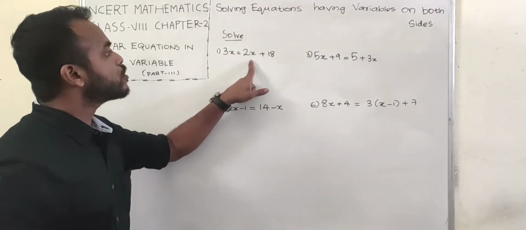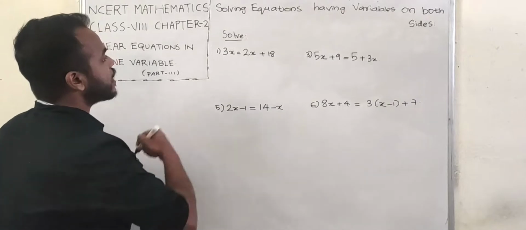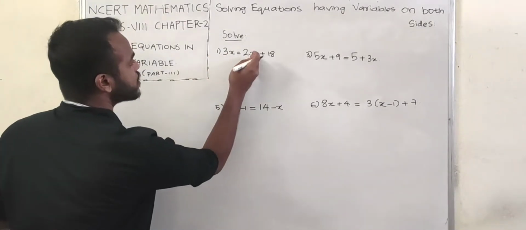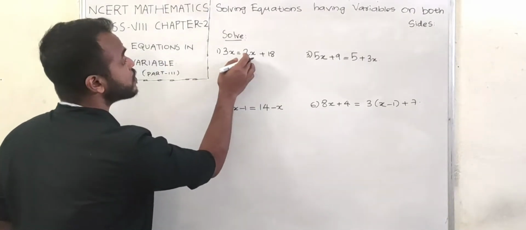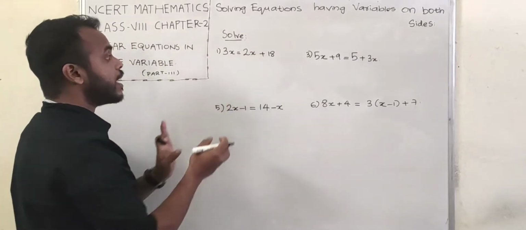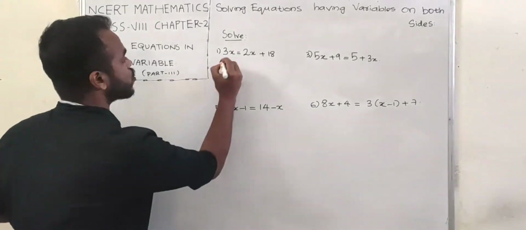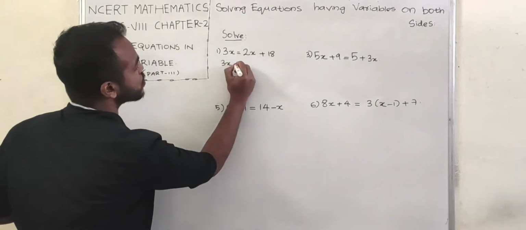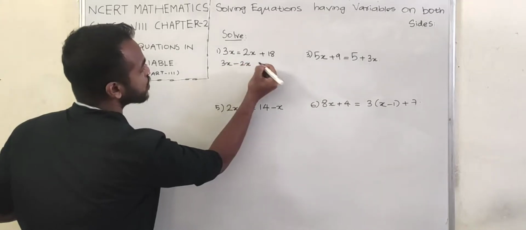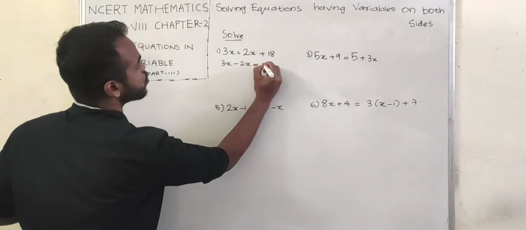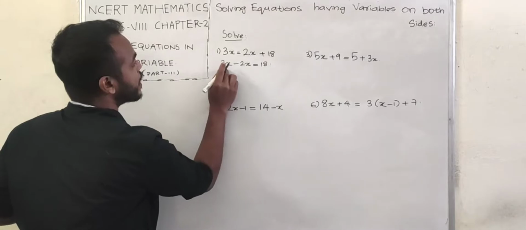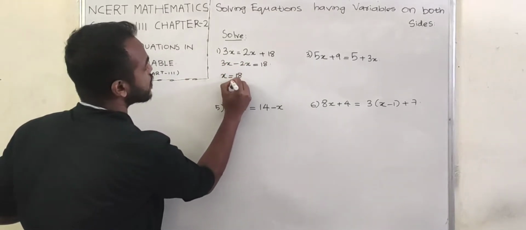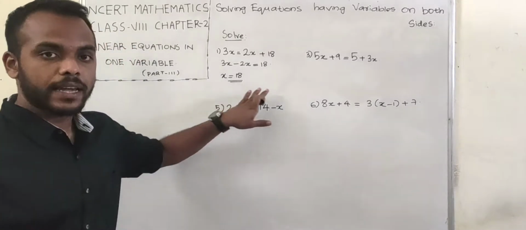Considering 3x is equal to 2x plus 18, you can take this 2x to the left hand side of the equation with only one condition: the sign of the number changes when it is taken to the other side. So 3x is 3x, then 2x comes to the LHS. So what happens? 3x minus 2x is equal to 18. Then what is 3x minus 2x? It is x. So you will get the answer x is equal to 18.